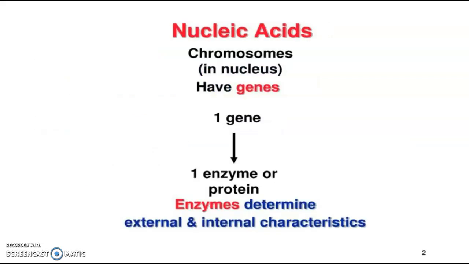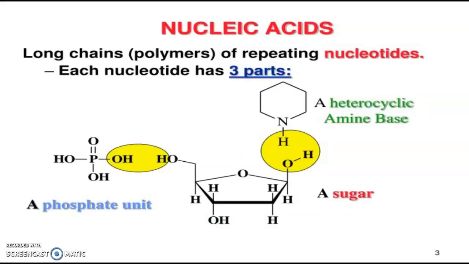Nucleic acids are situated in the nucleus in the form of genes, that is, chromosomes. One gene can give you the synthesis of one enzyme or a protein, and enzymes determine external and internal characteristics of a cell. Nucleotides are the basic units of nucleic acids, which are formed by three parts.